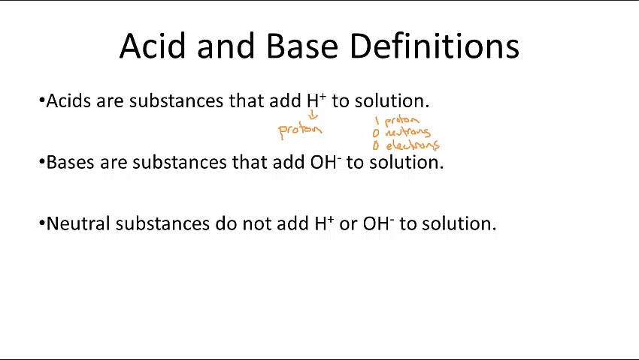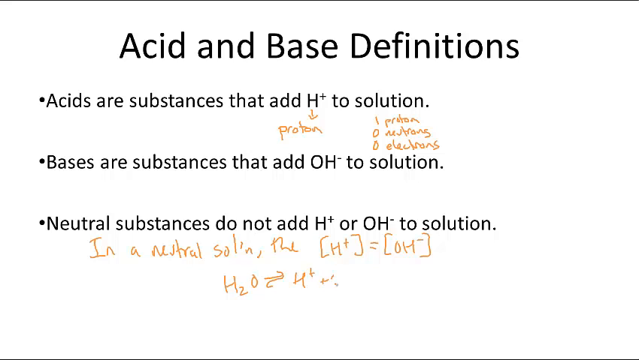So in order for a solution to be neutral, the H plus concentration is equal to the OH minus concentration. Water actually breaks down into H plus plus OH minus, a very little amount. Very, very slightly. We'll talk more about this later on. So these concentrations are very low in a neutral solution.